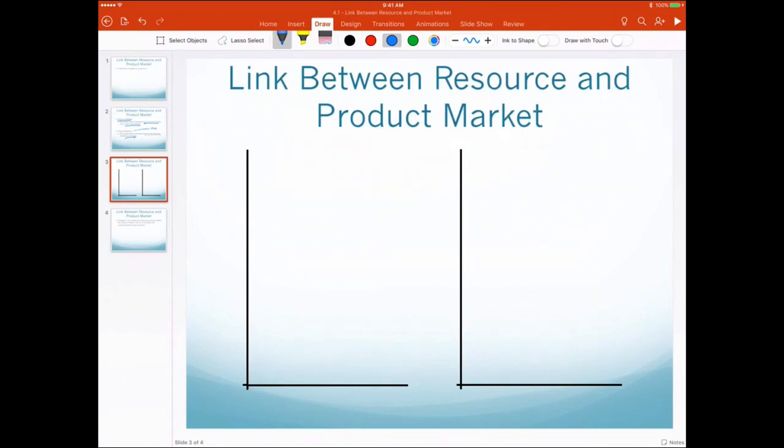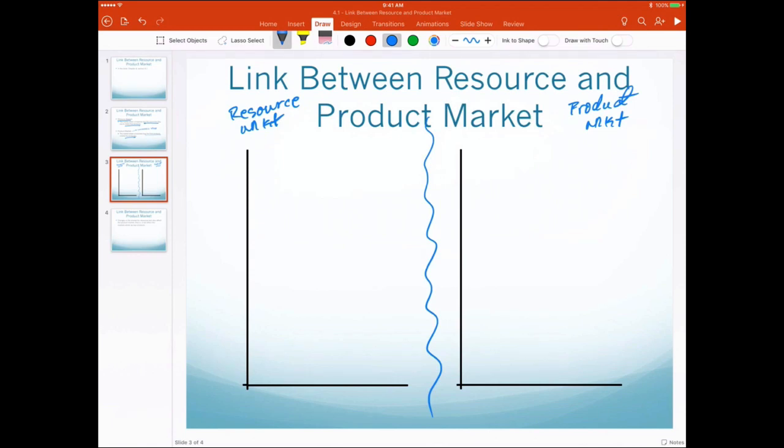So we can look at these together with two graphs. On the right-hand side, we're going to have the product market. This is where we buy stuff. And on the left-hand side, we're going to have the resource market. This is where companies buy the resources they use to produce the things we buy.